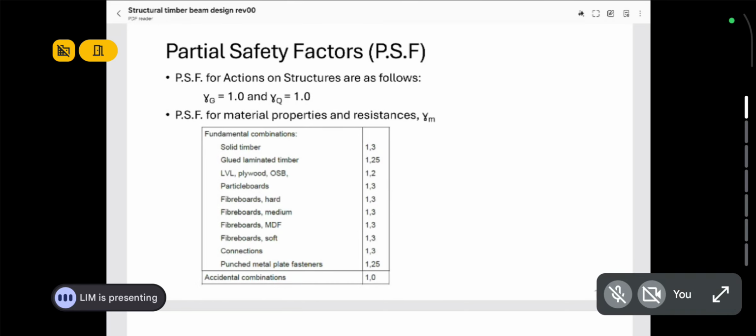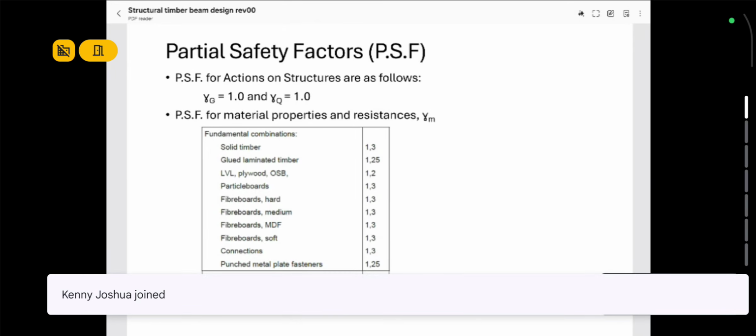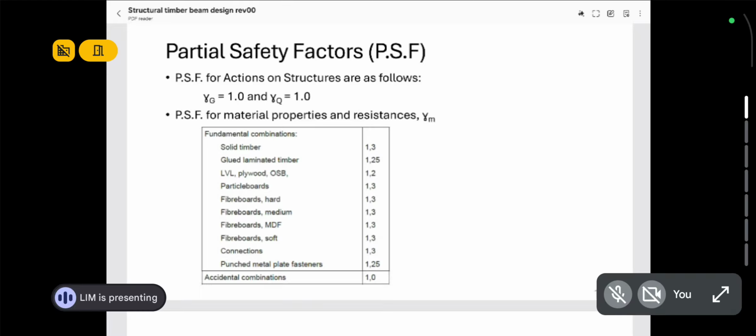Now, however, you also need to apply partial safety factors for the material properties and the resistance. As I mentioned earlier, timber as a material can vary quite a lot depending on where the tree comes from and where the tree is growing. So the strength may not be exactly the strength that you specify. Therefore, in terms of material properties and resistance, you need to apply these material partial safety factors.